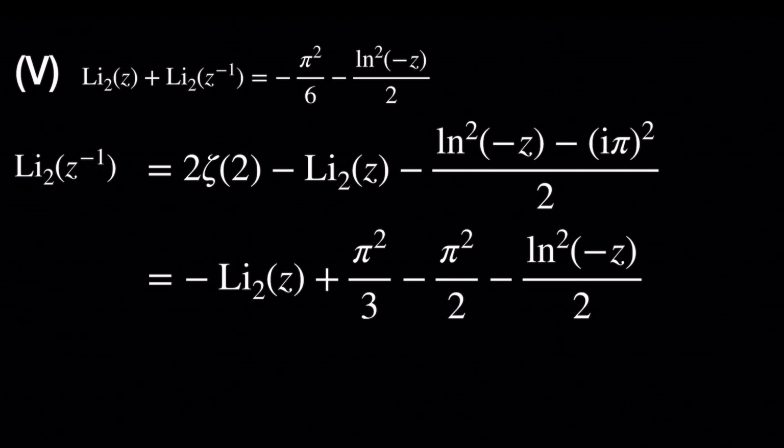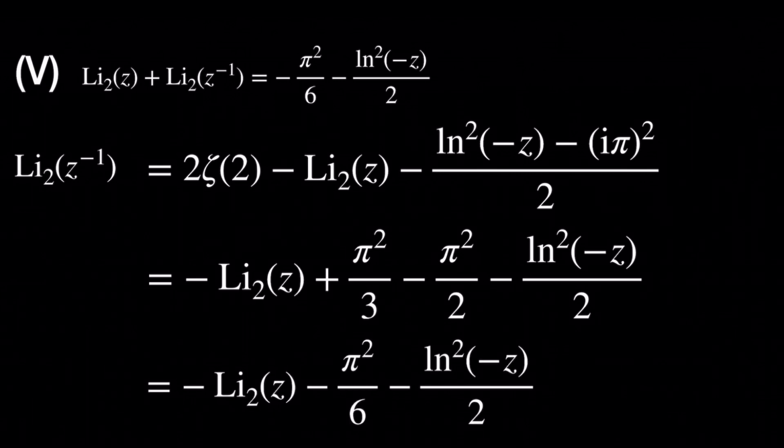Now, if you combine pi squared over 6 and negative pi squared over 2, we get exactly a negative pi squared over 6. Now, all we have to do is bring the first term to the left-hand side to get the desired identity. And this is the end of the video.